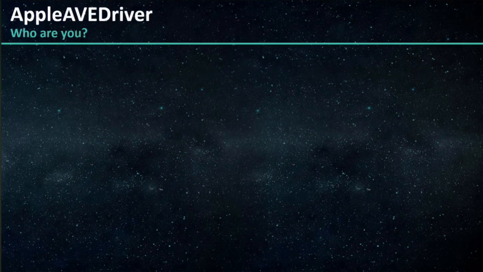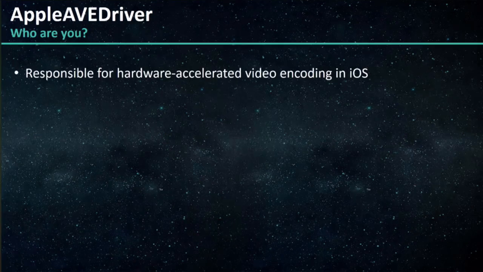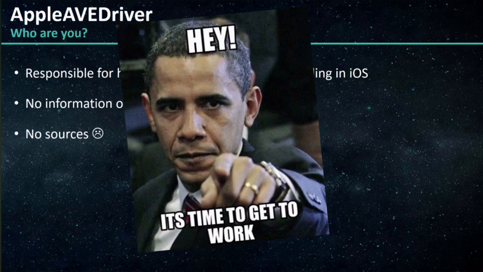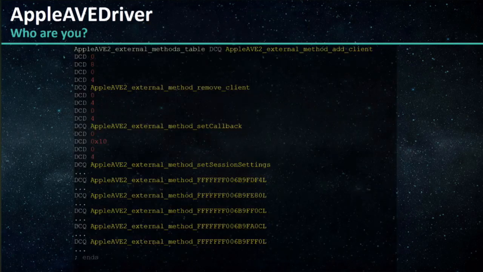So now, what is Apple AV driver? Apple AV driver is responsible for hardware accelerated video encoding in iOS. It's not available on OS 6, unfortunately. There is absolutely no information or documentation about it on the internet. And unfortunately, like most of the IOKit drivers, there are no source codes, which means that I had to reverse engineer it. So here's the table of the external methods of Apple AV driver.